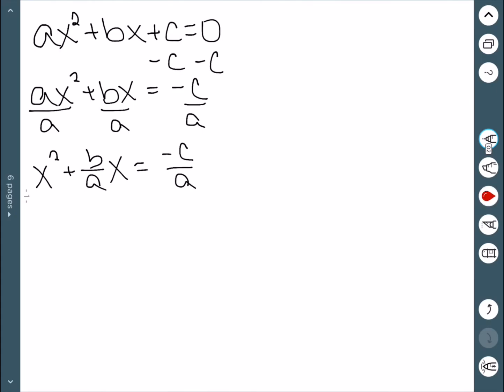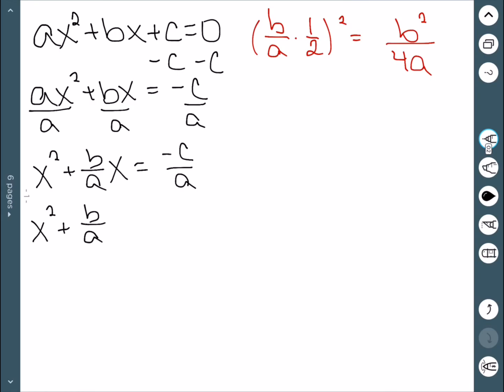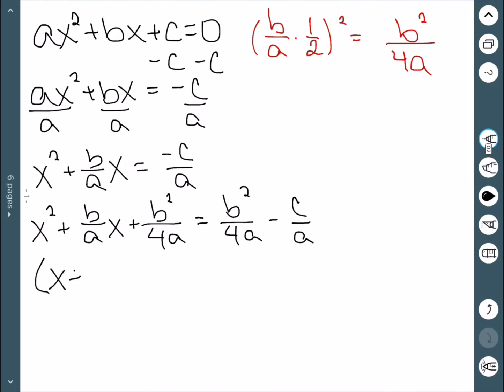On the side, I'll take the coefficient of x, divide by 2, which is the same thing as multiplying by 1/2, and squaring. This gives me b squared over 4a. And if I try to add that to both sides, I get x squared plus b over a x plus b squared over 4a equal to b squared over 4a minus c over a. If I factor the left, I get x plus b over 2a squared.